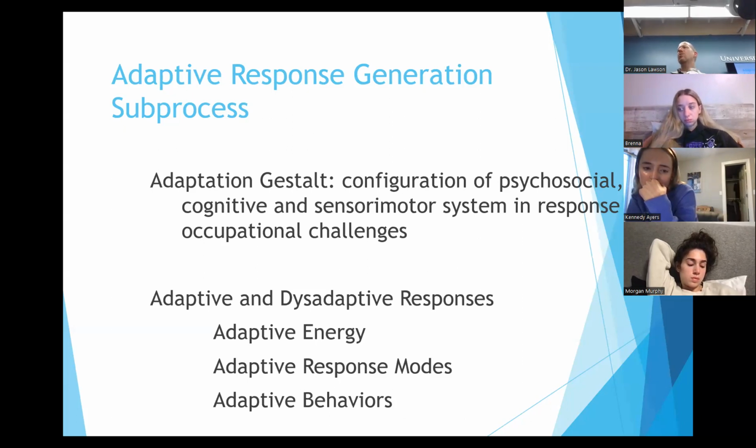Okay. So the adaptive gestalt is a configuration of psychosocial, cognitive, and sensory motor systems in response to the occupational challenge. Again, it's going to depend on the size. Think of this as the pie. Then the adaptive and disadaptive responses. There's going to be the adaptive energy. Those are the 3 components: the adaptive energy, the adaptive response modes, and the adaptive behaviors.